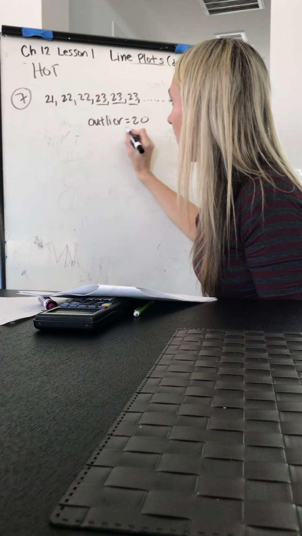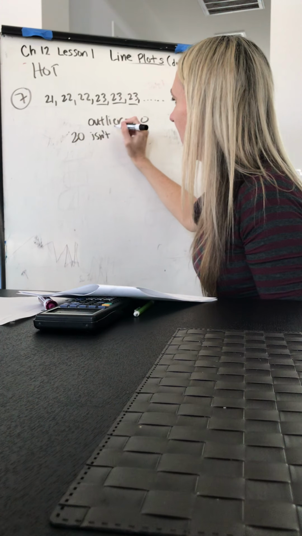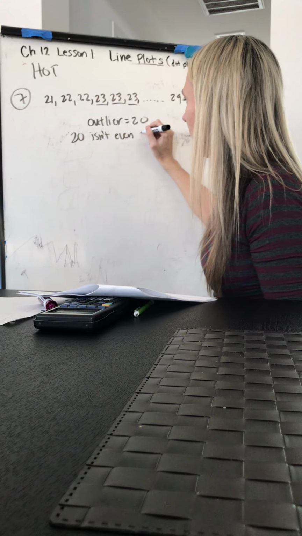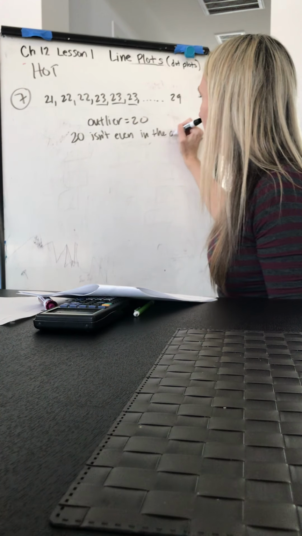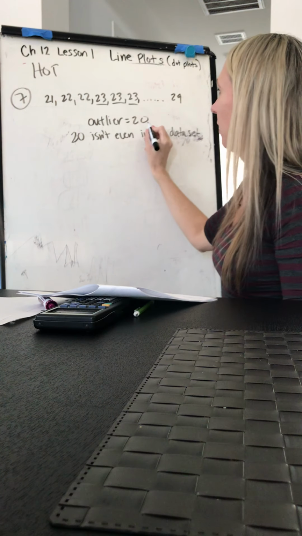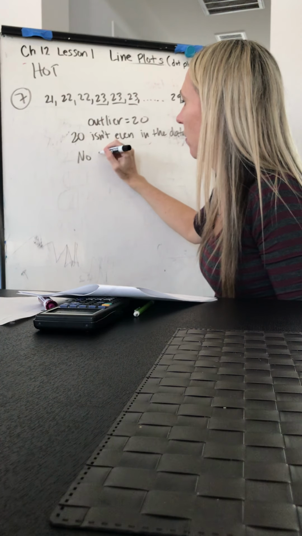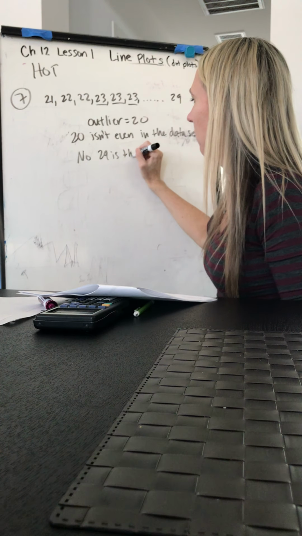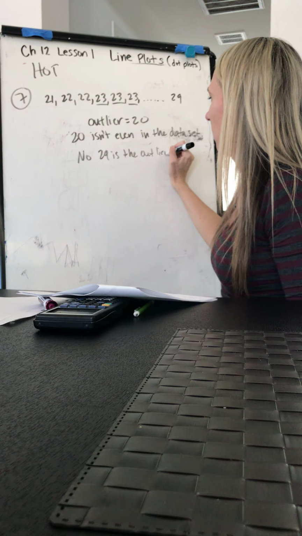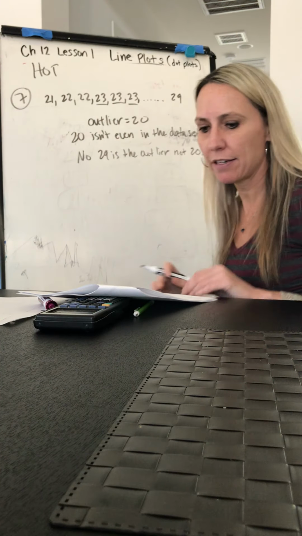So you would say 20 isn't even in the data set. You could say something like that, or you could say, no, 29 is the outlier, not 20. Anything along those lines is good. So that was his mistake.